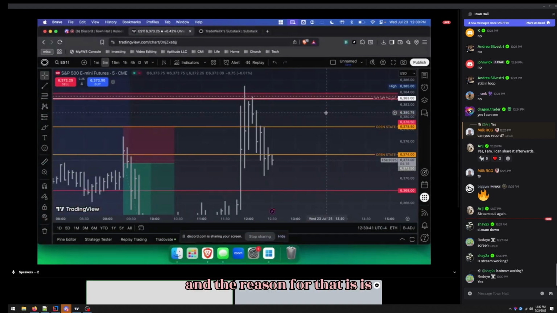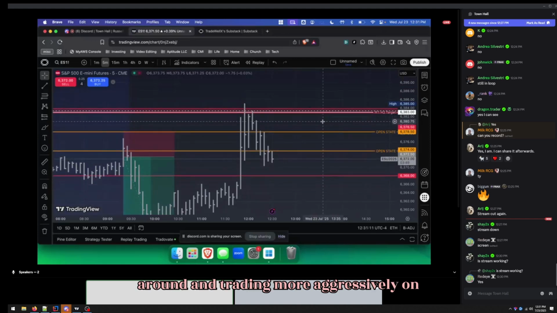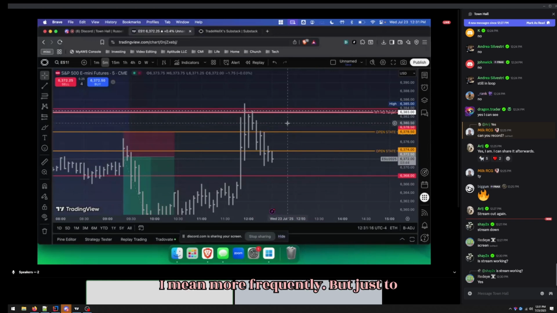The reason for that is I have learned over time that because of the amount of data there is to support ES, and the fact that it's more liquid, and I'm not ashamed to say this, I learned this straight up from paying attention to what Milk says, I have greater conviction in not facing the wicky volatility that comes with trading NQ. So lately I've been trading more aggressively on ES than NQ. When I say more aggressively, I mean more frequently.